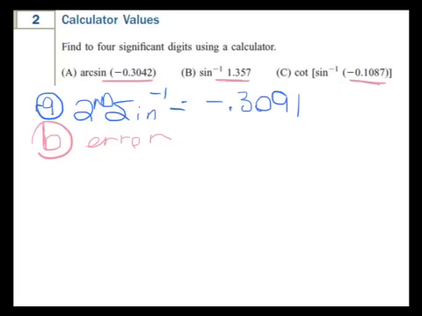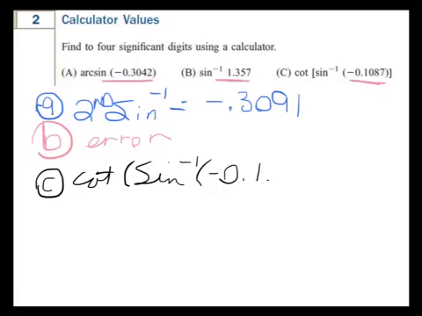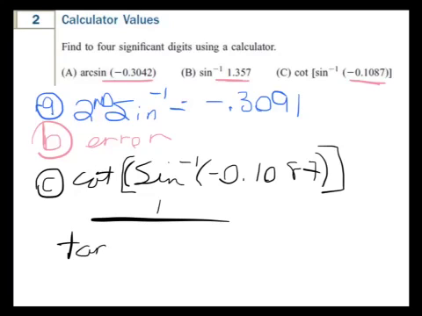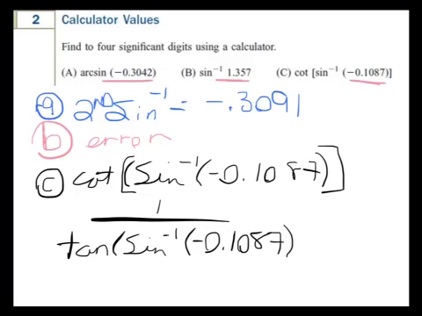And then finally, your C, you've got the cotangent of the sine inverse of -0.1087. Okay, so we will put in the cotangent, and so what you're really doing is you're doing 1 over the tangent of the inverse sine of -0.1087. And when you do that, you should get -9.145.